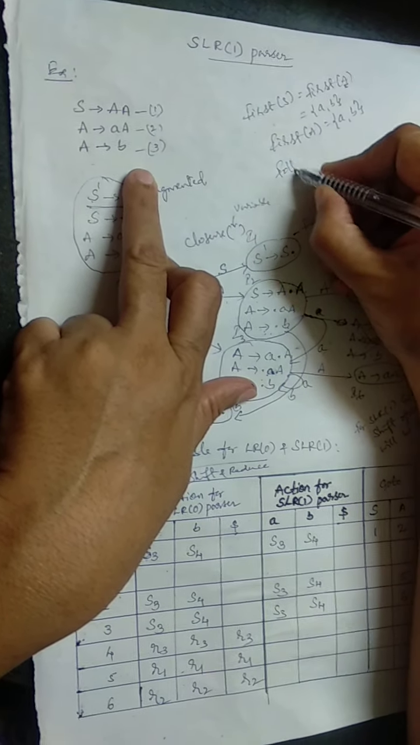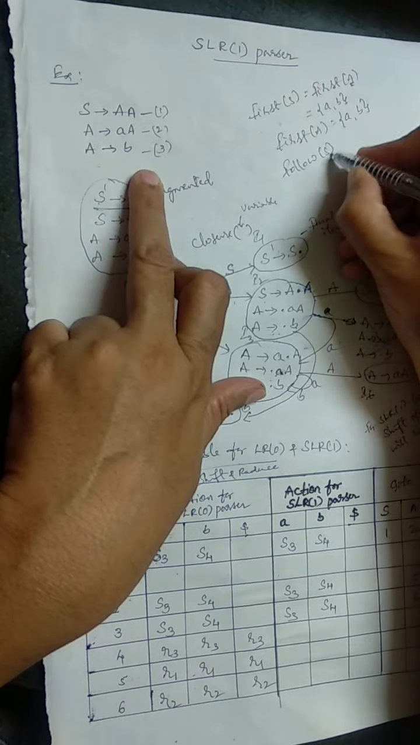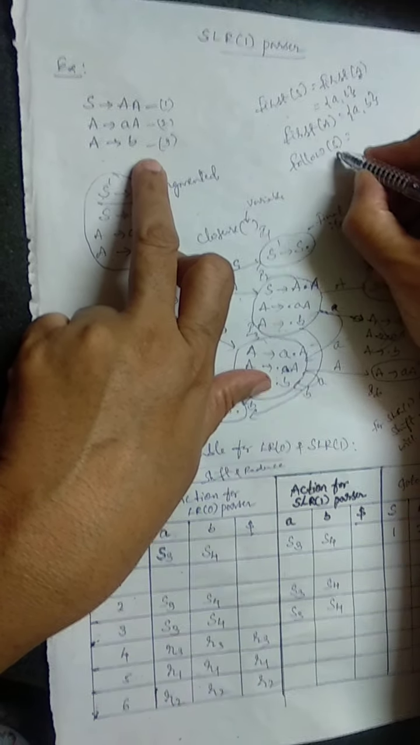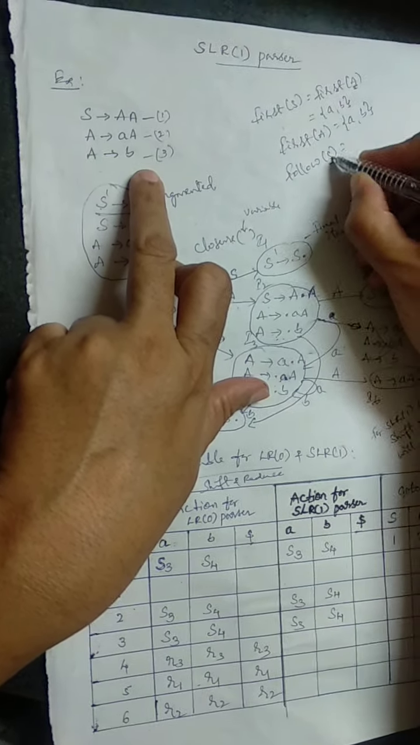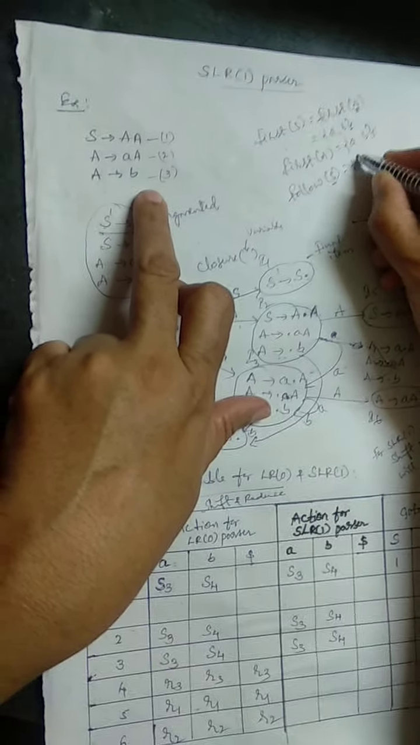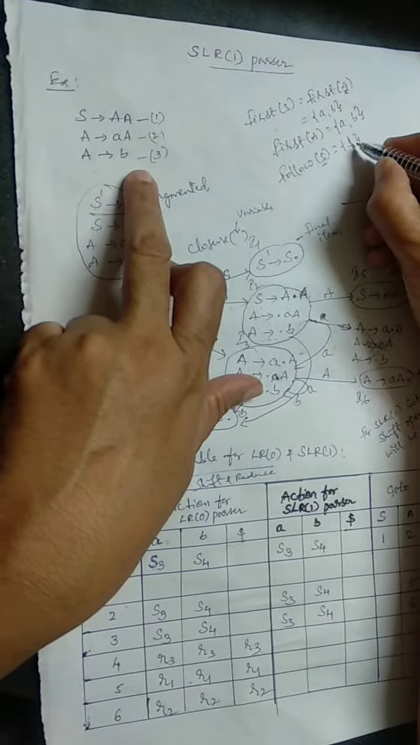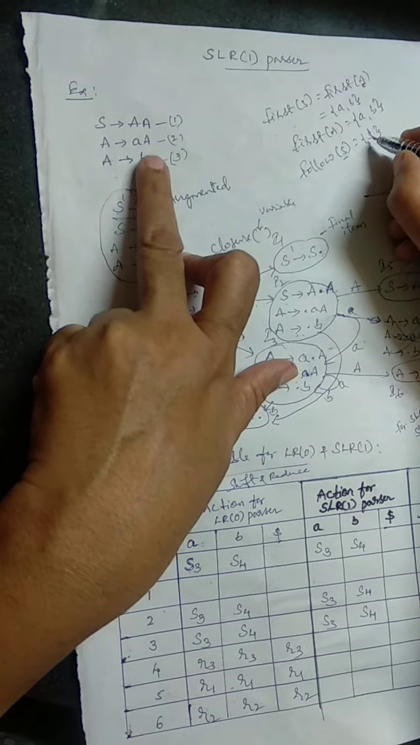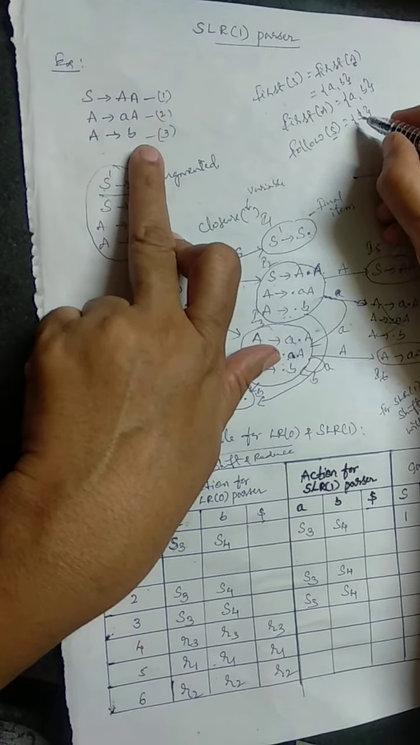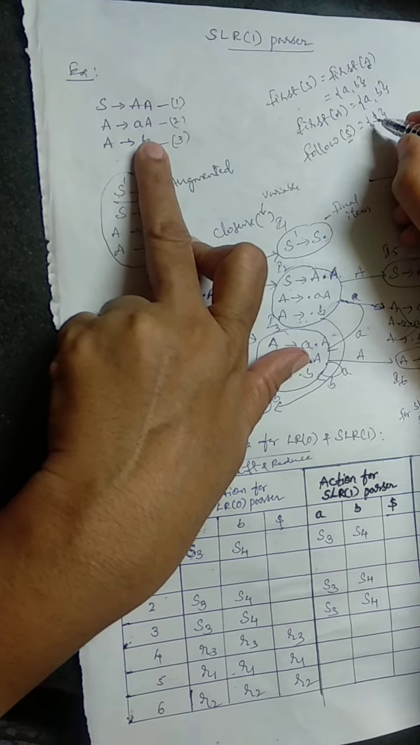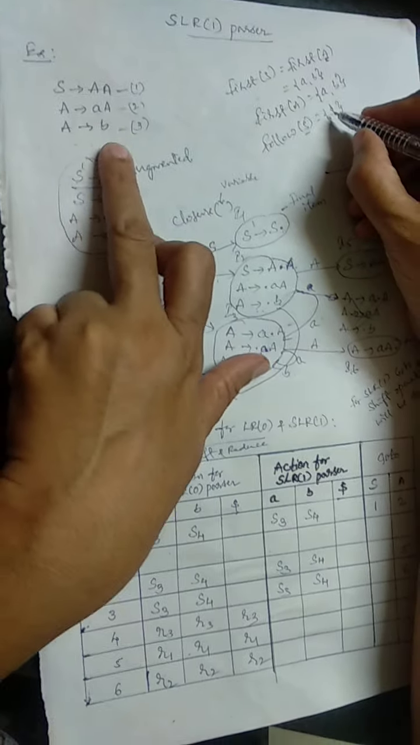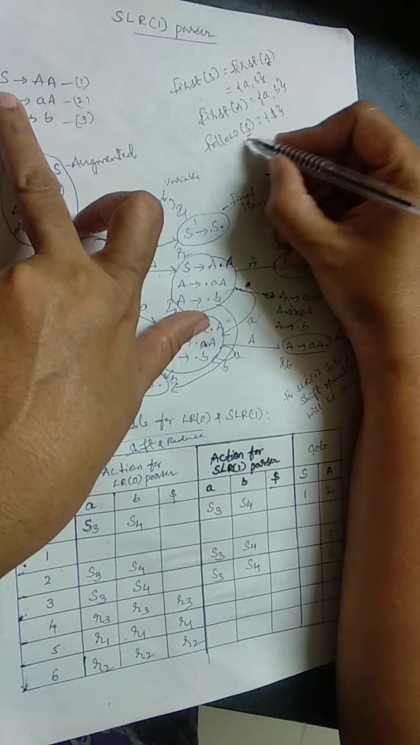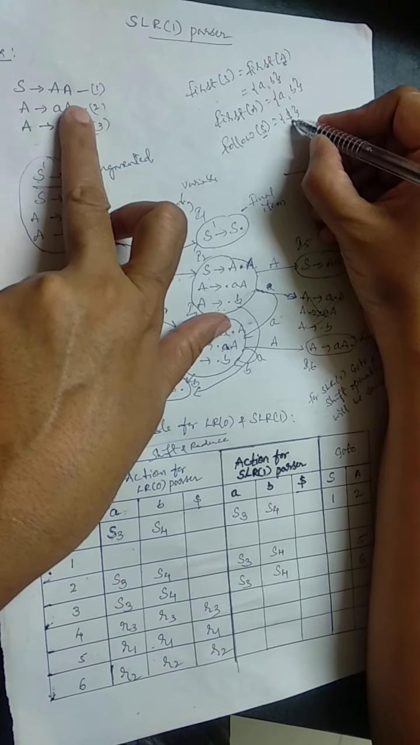Next, calculate follow. Follow of S. When you are calculating follow of S, if S is the start symbol, first you have to include dollar, and then you have to check whether that symbol is present anywhere in the right side body of any production. In the right side bodies, the start symbol S is not present.